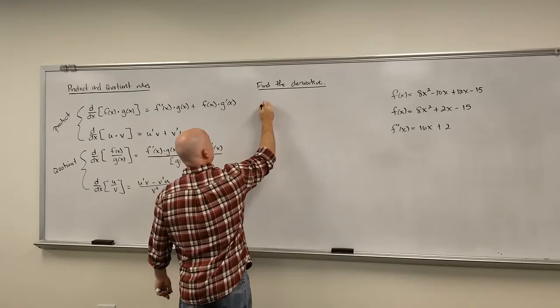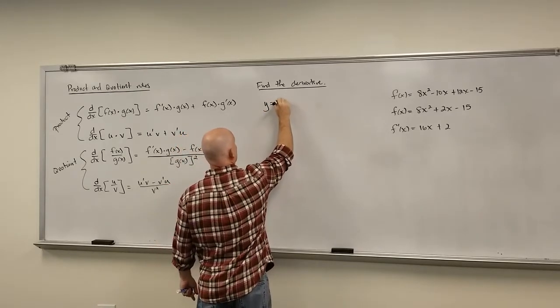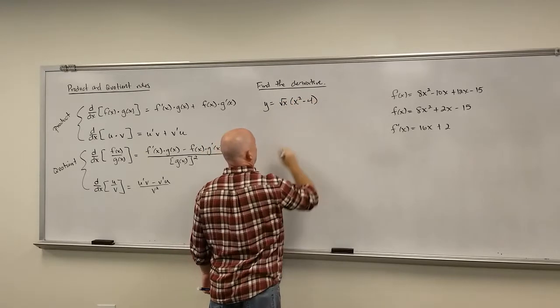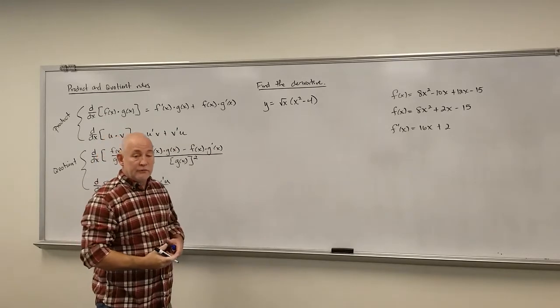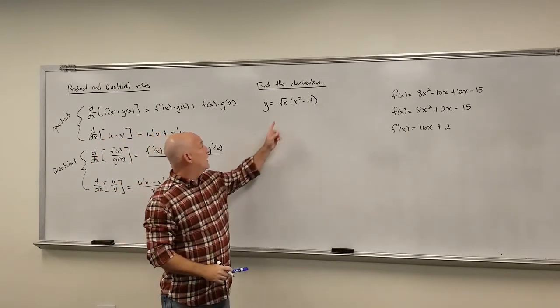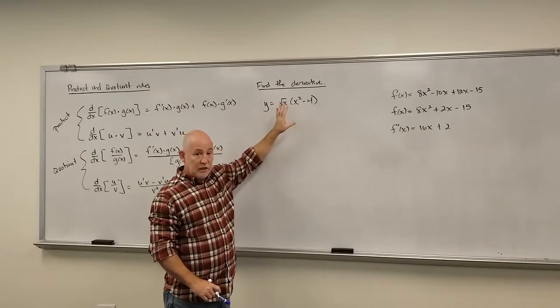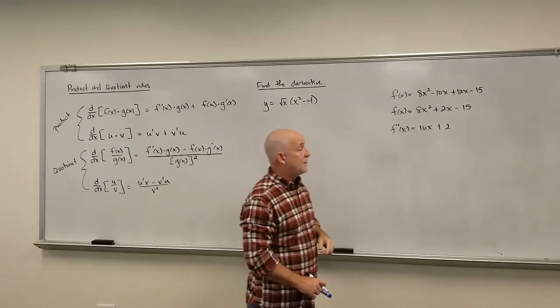So let's say that we have y is equal to the square root of x times x squared minus 4. Okay, now if we're told to find the derivative here, we know we can't just use our power rule because we still have things joined by multiplication. We just don't have it as every single term is x to a power.